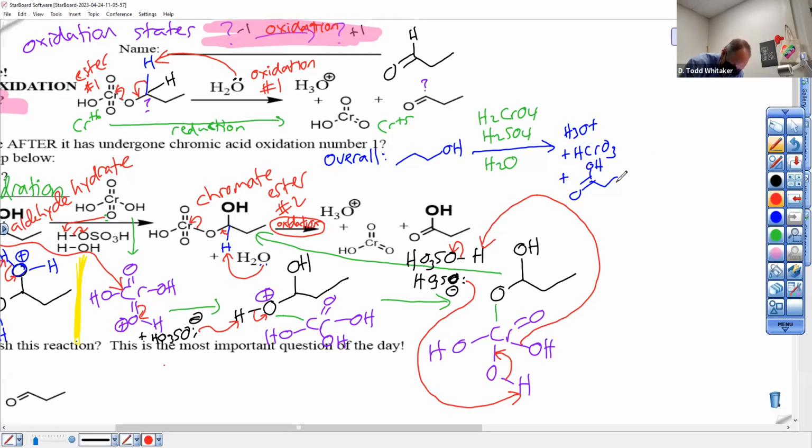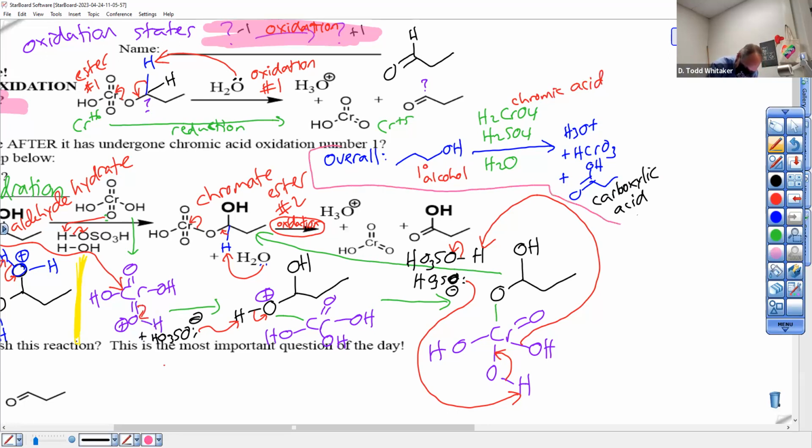Somebody said it. They were shy. Carboxylic acid. So what is your result when you take a primary alcohol and react it with chromic acid? What functional group do you end up with? Carboxylic acid. Okay, this is activity 1 and 2 together.